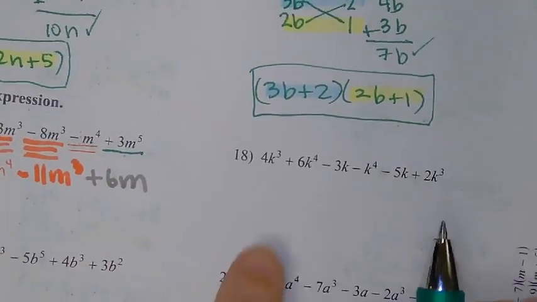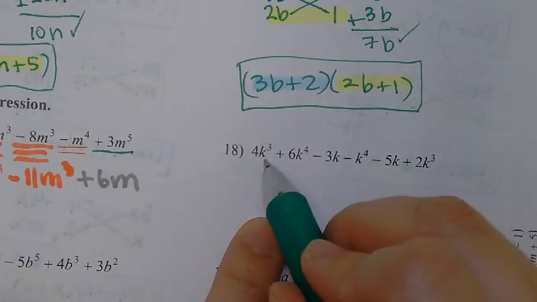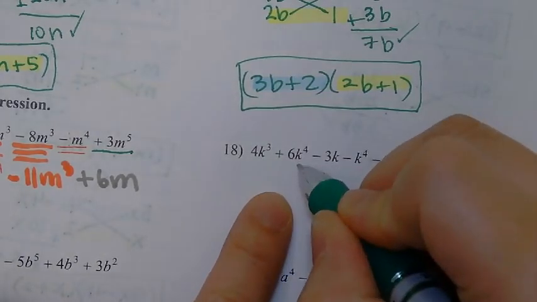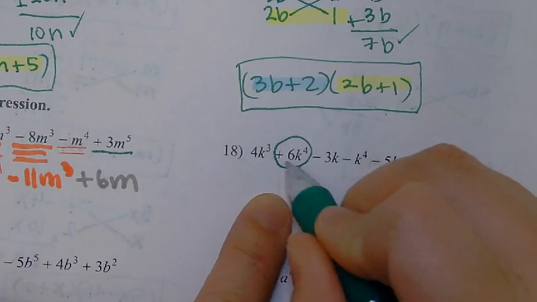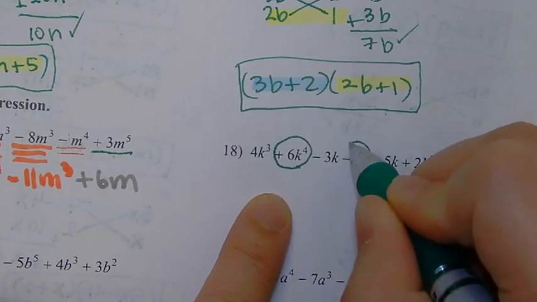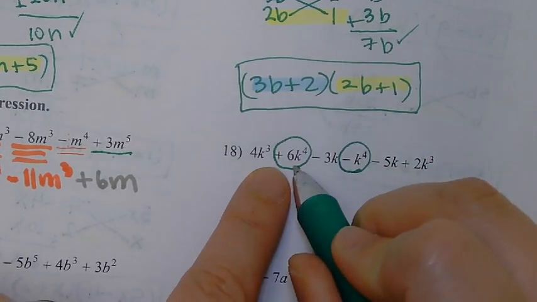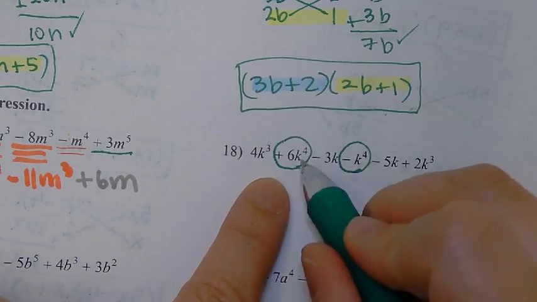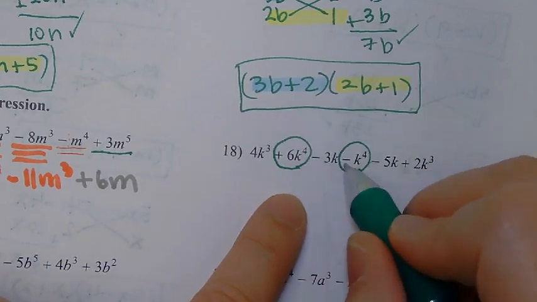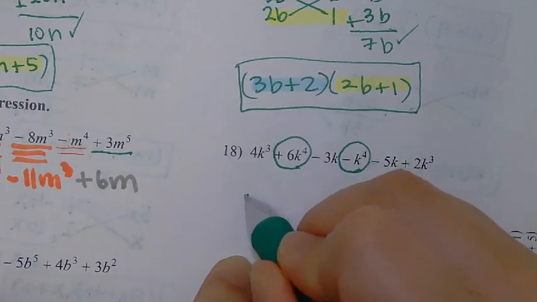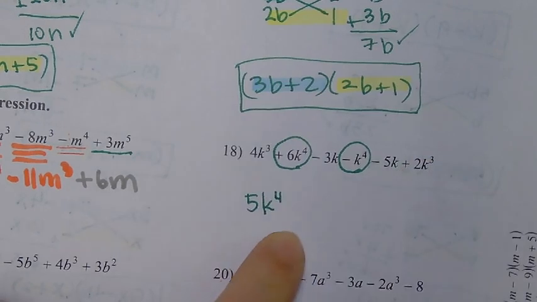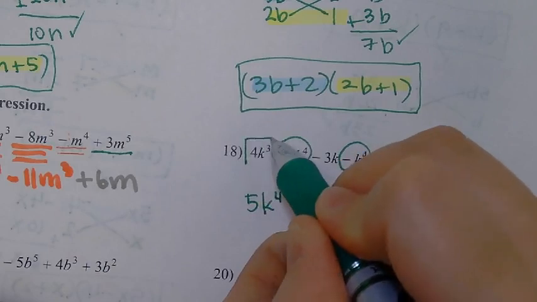So we're going to do the same thing with this one. I'm going to show you with the shapes now. Biggest exponent is 4. So I'm going to just circle those. Include the plus in front, the minus in front. So 6k to the 4th power minus k to the 4th power is 5k to the 4th power. Then I'm going to take the next one and I'm going to box them.